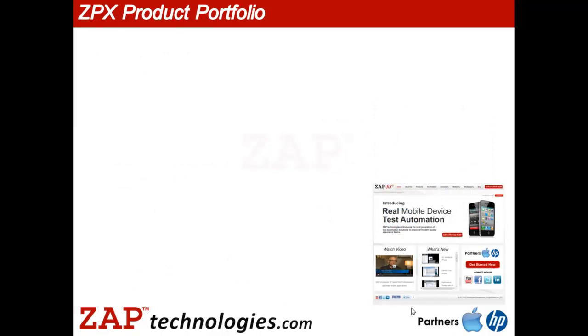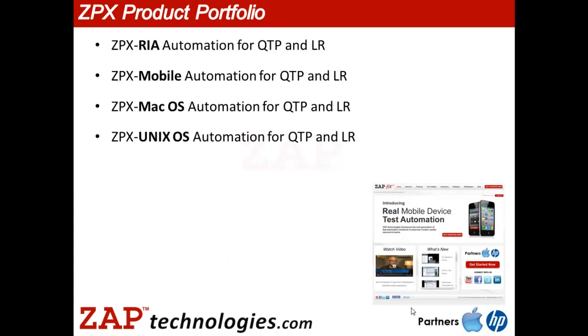I want to talk a little bit about the ZPX product portfolio. ZPX is defined based on four modules. It's ZPX for rich internet application, which allows us all Windows platform automation and specific rich internet application automation. It's ZPX for mobile, which allows us automation of real devices. It's ZPX for Mac operating system, which allows us automation of native Mac applications and the iOS emulators. And a ZAP-FIX for Unix operating system.